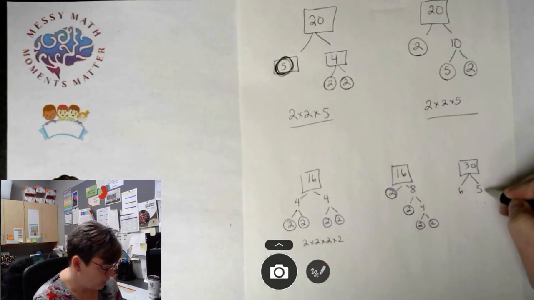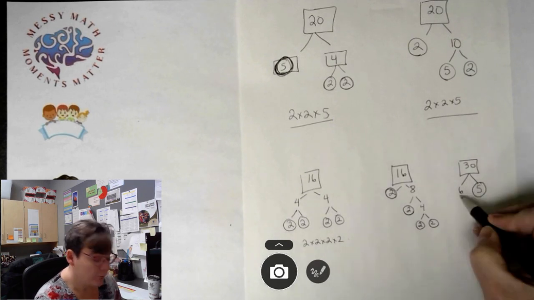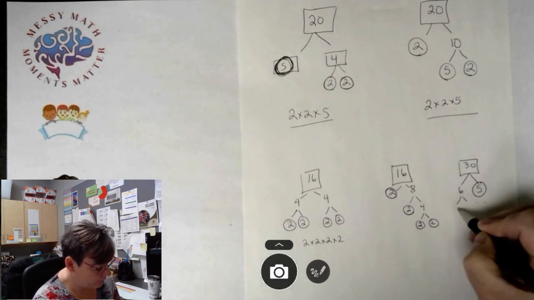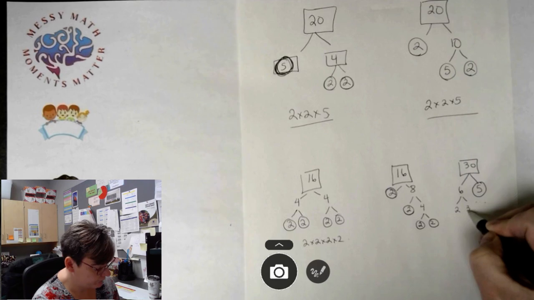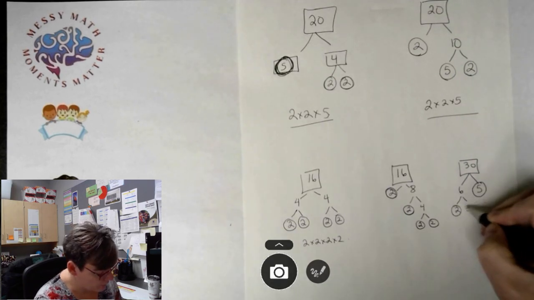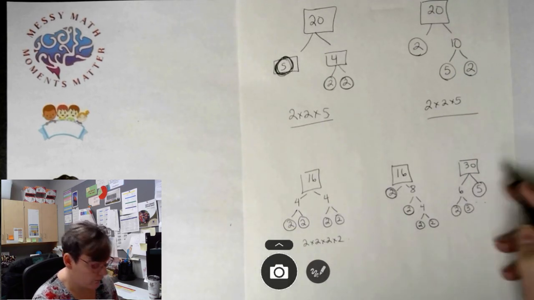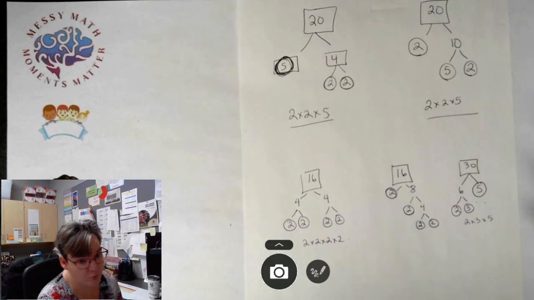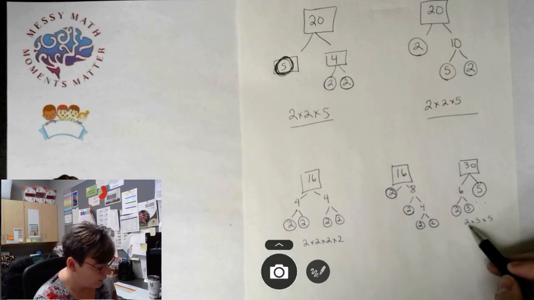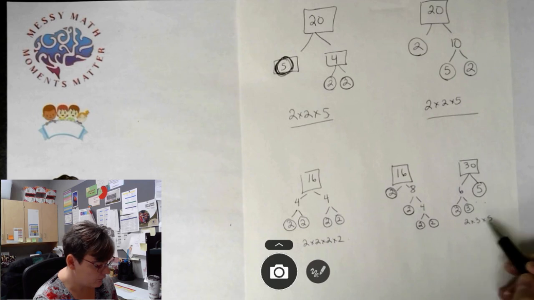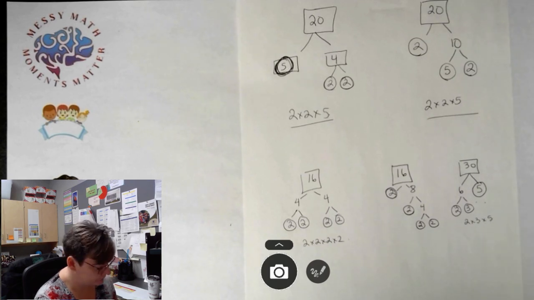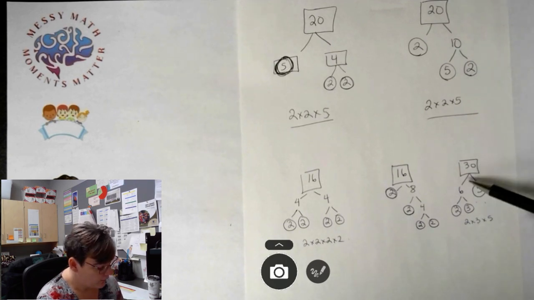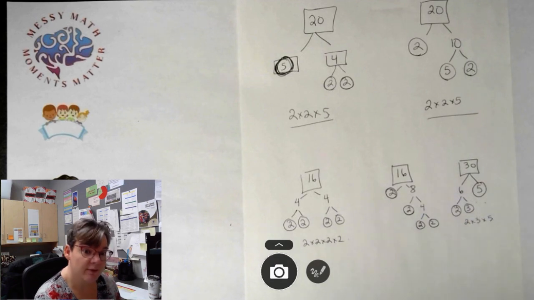Well, my 5 is prime, but my 6 is not. So my 6, I could build that with 2 3s. And both of those are prime numbers. So my prime factorization would be 2 multiplied by 3 multiplied by 5. And I'm going to double check to make sure I did that right. 2 multiplied by 3 is 6. 6 multiplied by 5 is 30. Now this is called a factor tree because it has so many little branches in it.